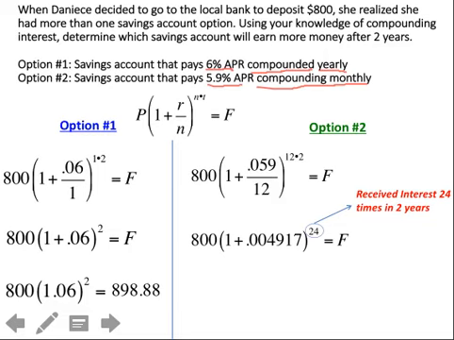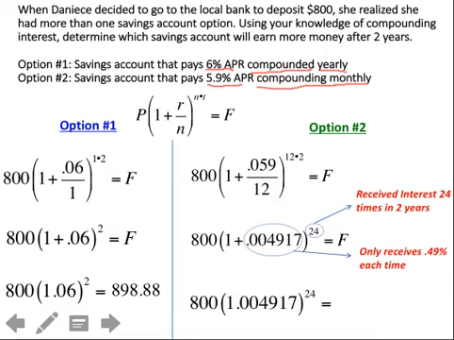On the flip side though, every time you get your money, you're only receiving 0.49%. That's very small. You're receiving a tiny bit of your money every single time, but you're going to receive it 24 total times, not 2 times. Let's see how this affects our total account balance. Well, if I run the actual numbers, I simplify the formula, type it into my calculator, I find out I get $899.93. While this may be a small difference, it's clear which one is better. It's clear that option 2 is better.